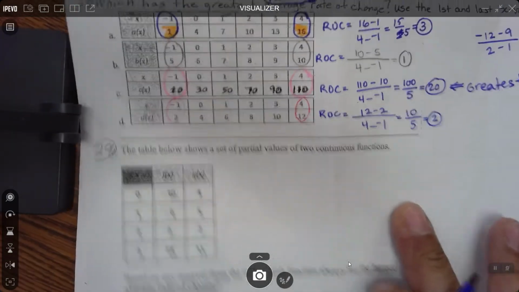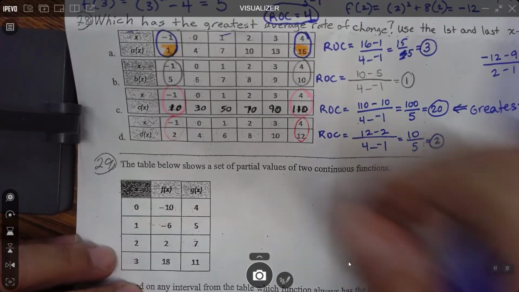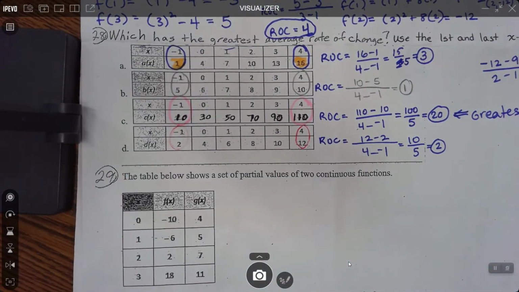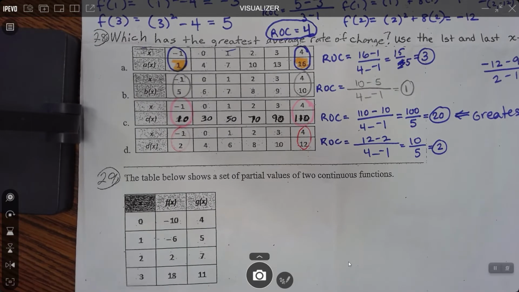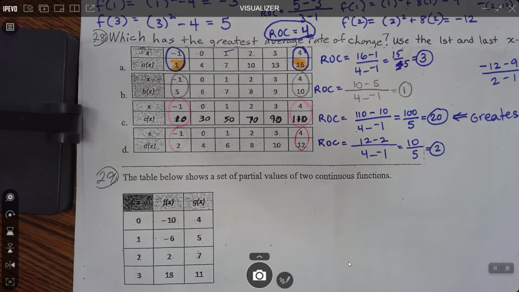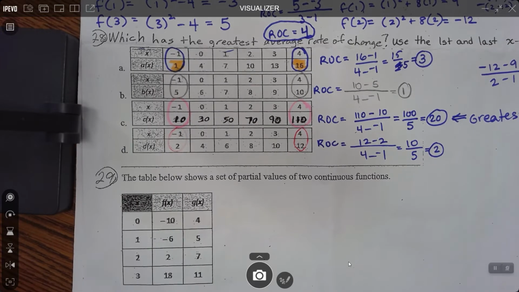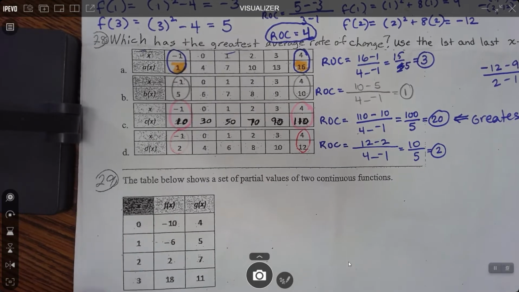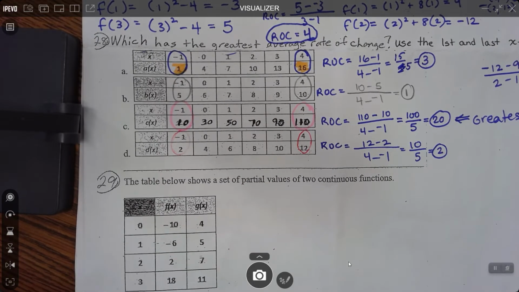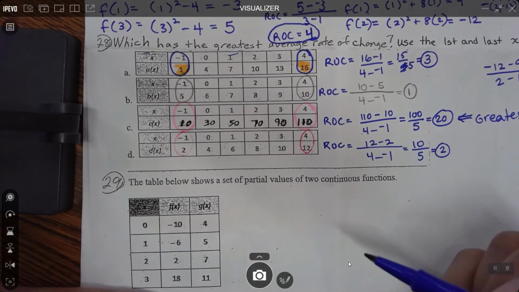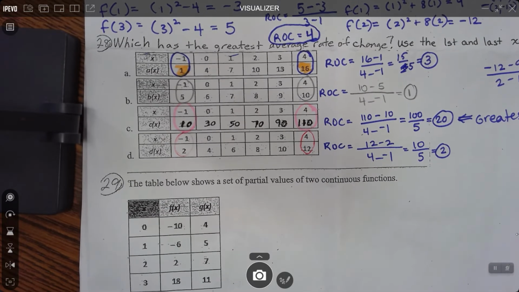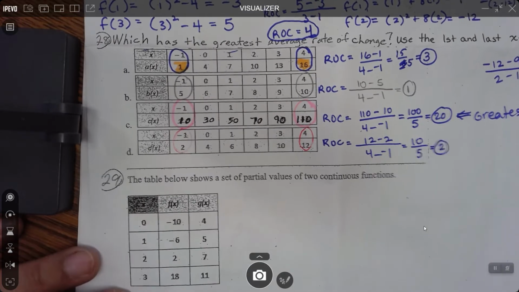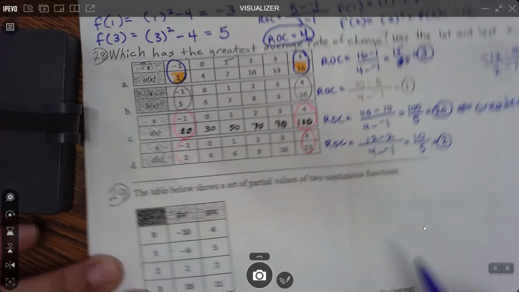All right, the table below shows partial values of two continuous functions. Based on any interval from the table, which function always has the larger average rate of change? Okay, so I think with this, we just need to pick two x values.